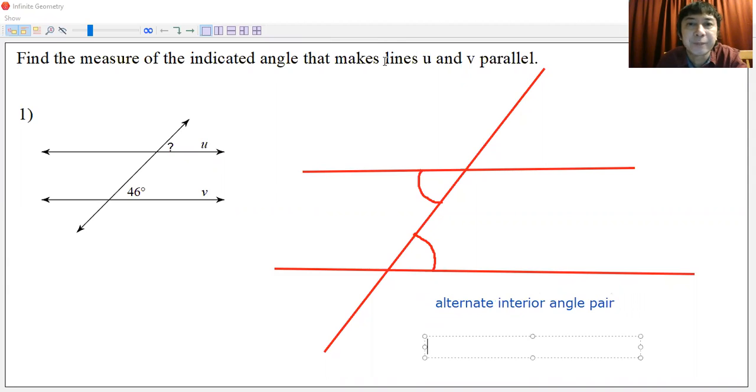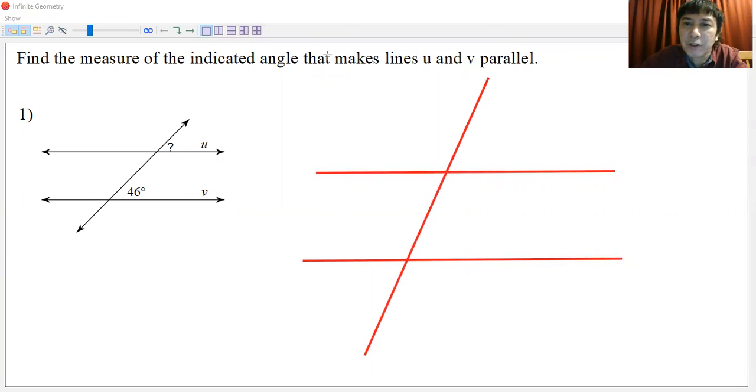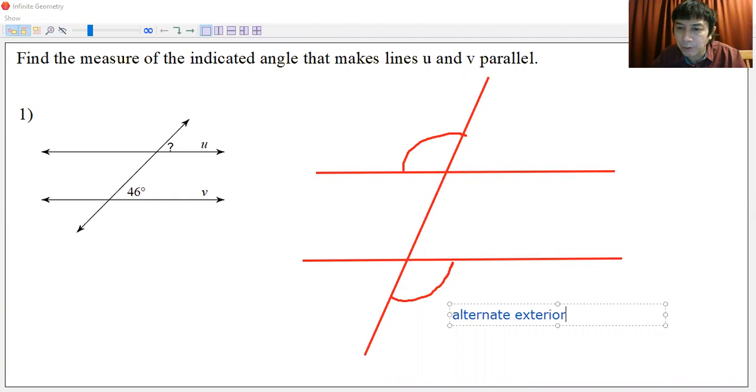All right, we go to the third. Let's have another two lines with a transversal. Here's the third pair, one over here and one over here. So you see here a non-adjacent angle pair, both exterior, on different sides of the transversal. And you call this an alternate exterior angle pair.